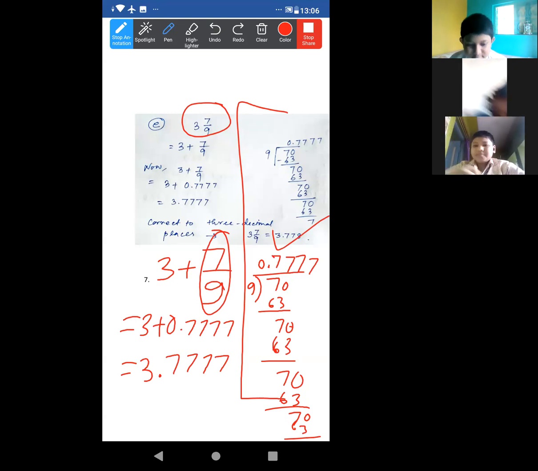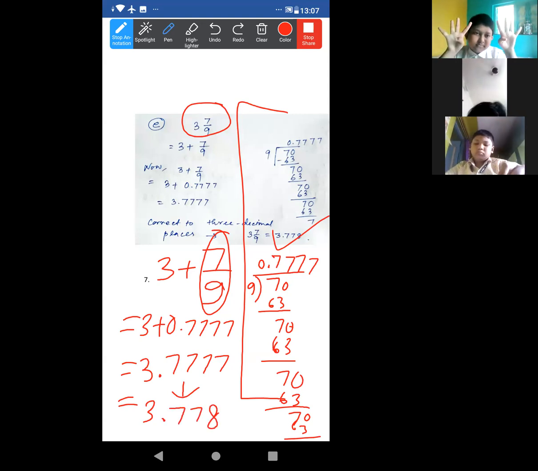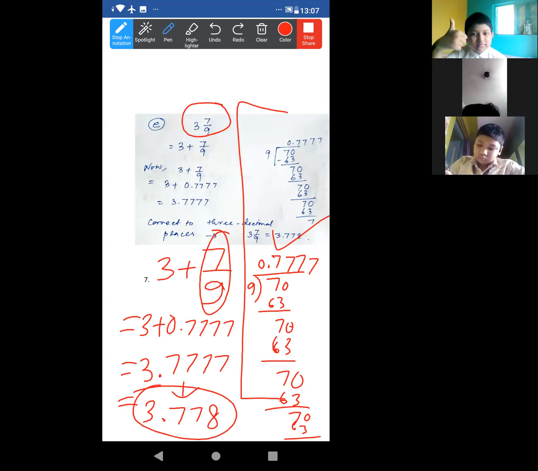Basically a new rule you have learned, a new rule, and it will be very much helpful for class 6, 7 and in the higher classes. Okay, now up to 3 decimal places it will be 3.778. This is the answer. Write it first. Completed. Okay, done. I'll move to the next one.